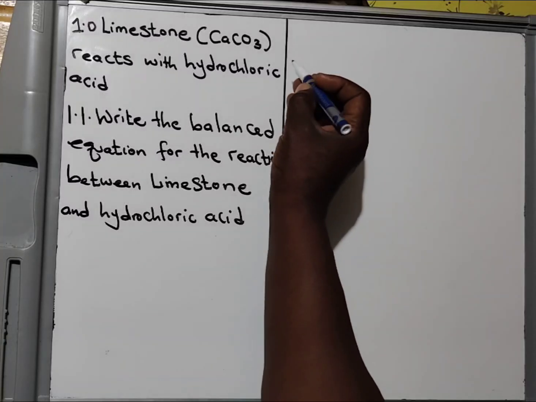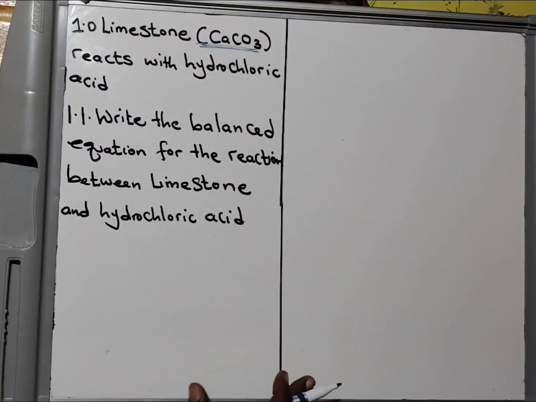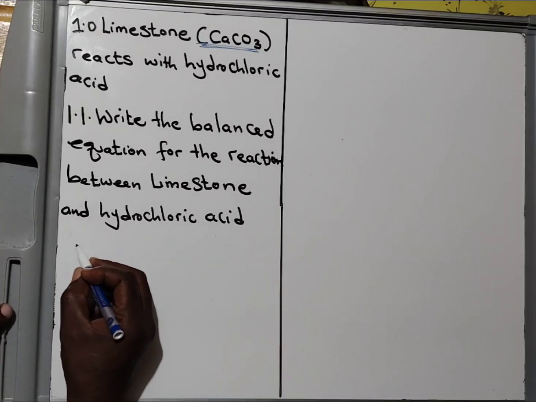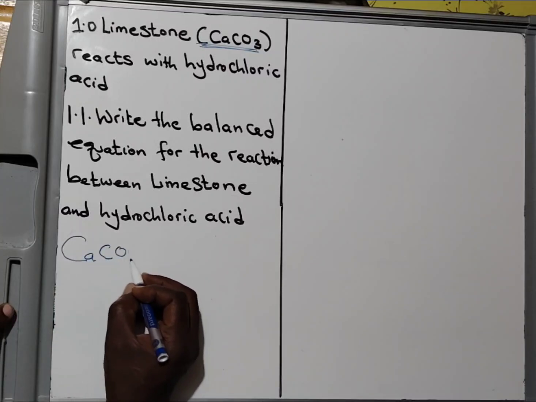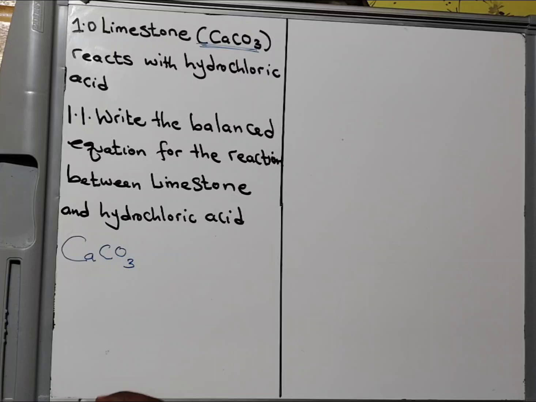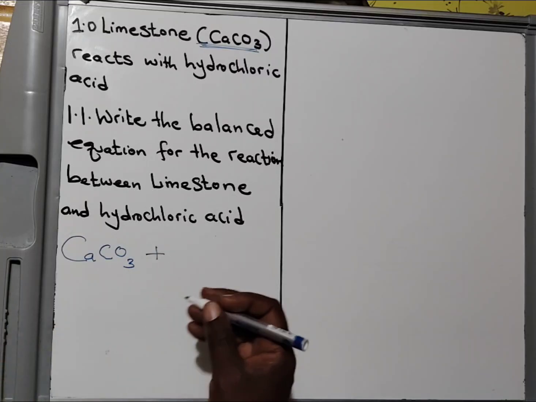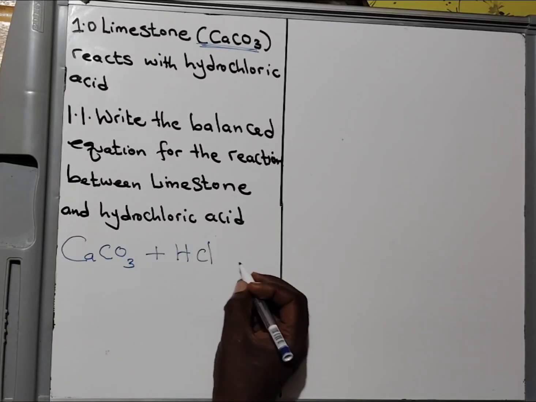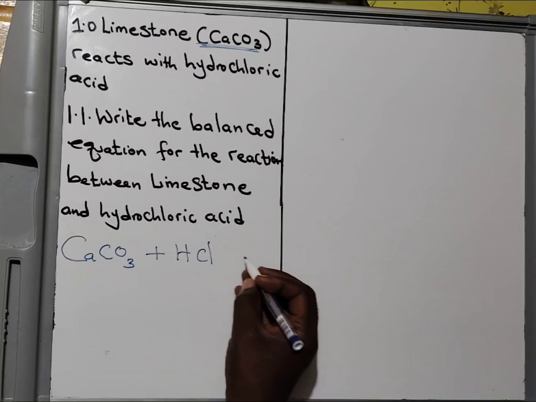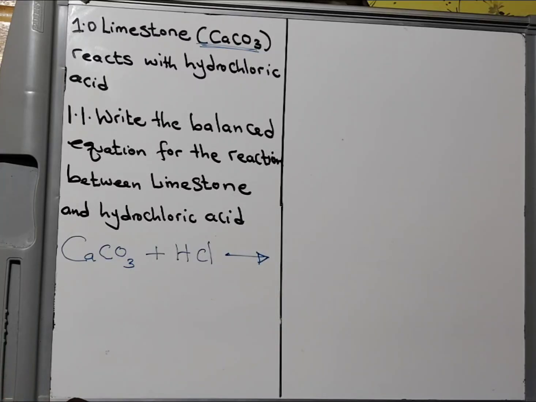We have been told that limestone is chemically calcium carbonate. So we can write that one first. It is calcium carbonate. And reacting it with what? With hydrochloric acid. And what do we get as the products?